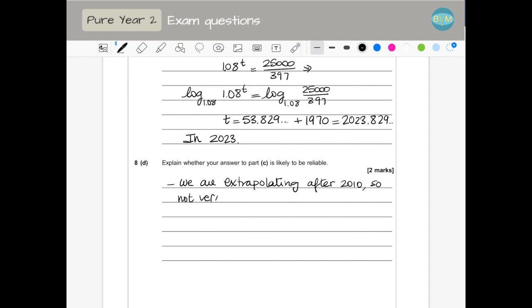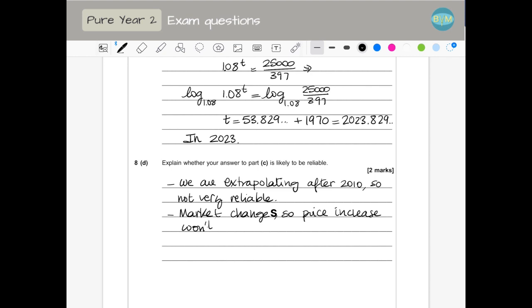And the other option should be something more according to the context of the question. So reliable. You could say something like the market changes constantly, so the increase won't be constant, or the price increase won't be constant. Something like that.